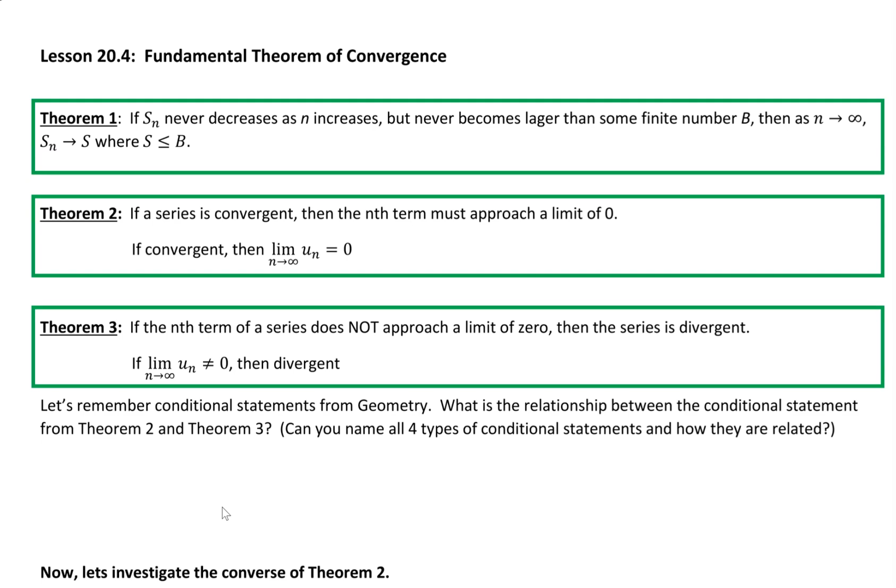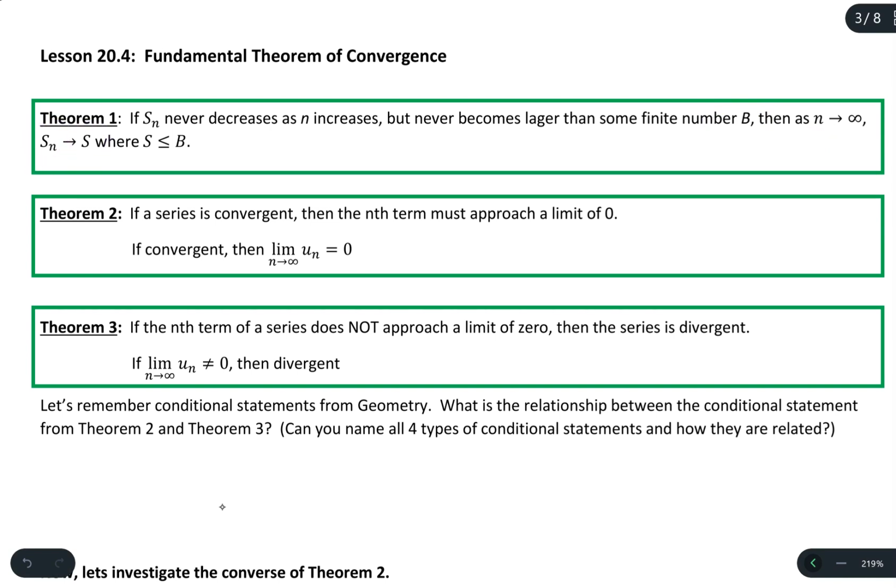All right, here we have lesson 20.4, the fundamental theorem of convergence. So today we have three theorems to start us off. Theorem number 1 says if S sub n never increases as n increases, but never becomes larger than some finite number b, then as n goes to infinity, we say that S sub n approaches S.